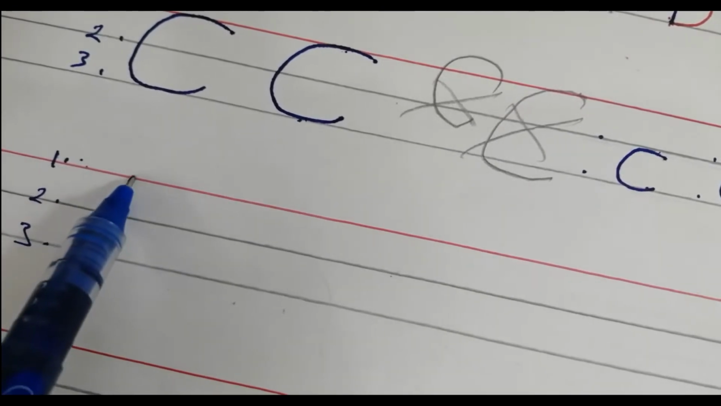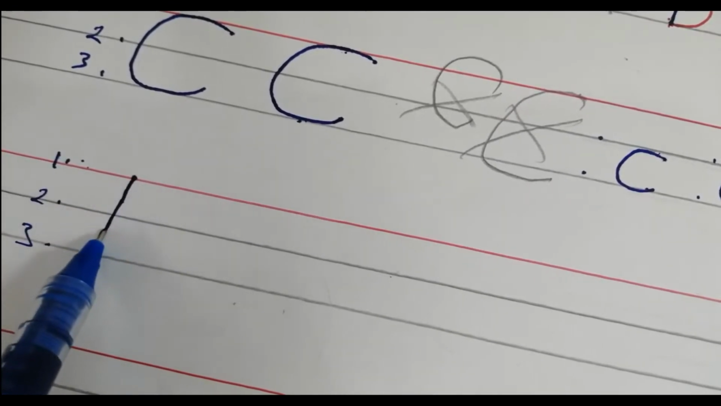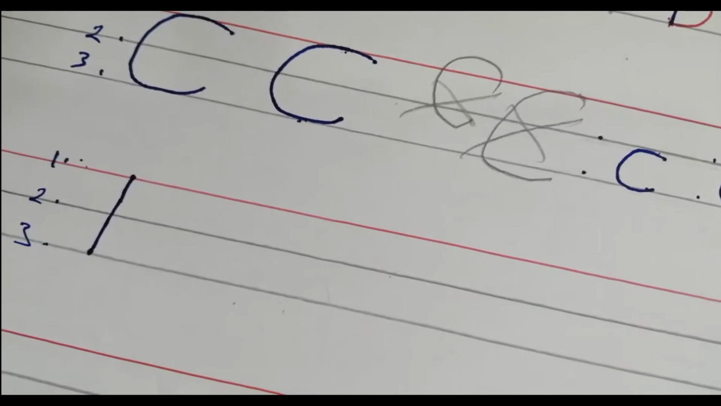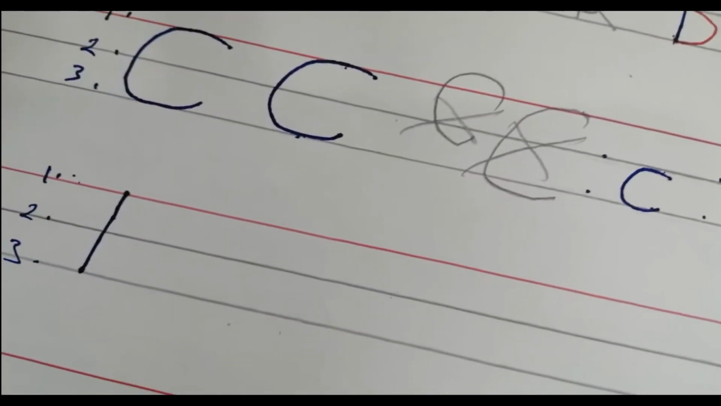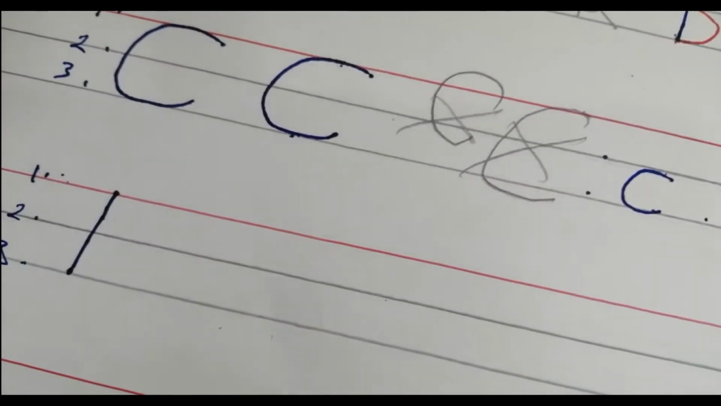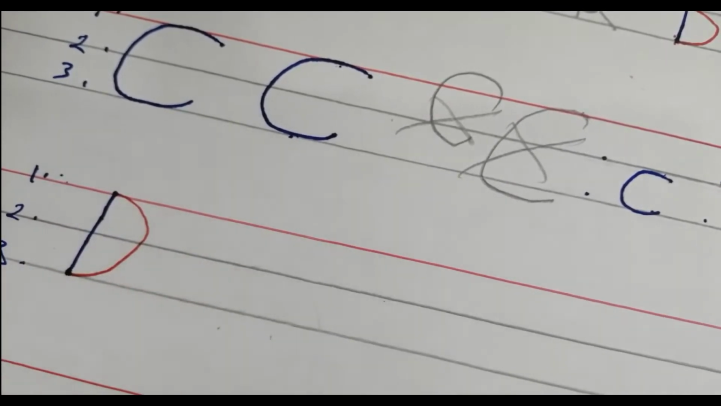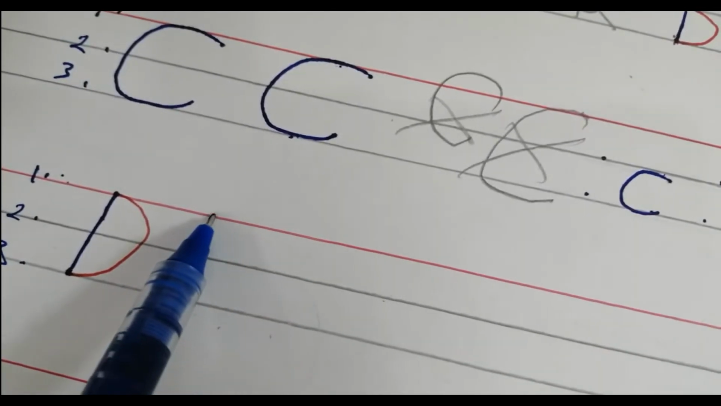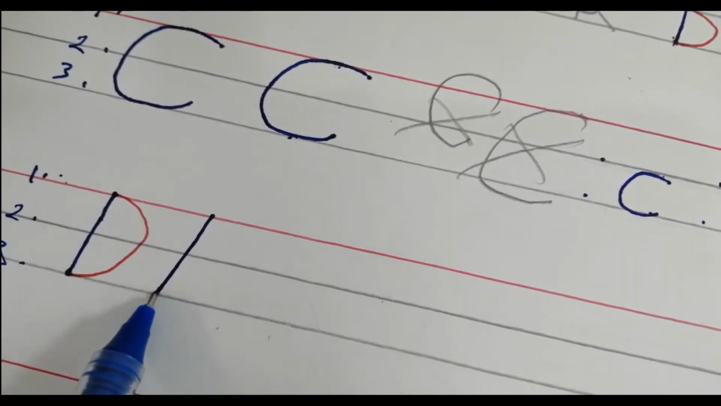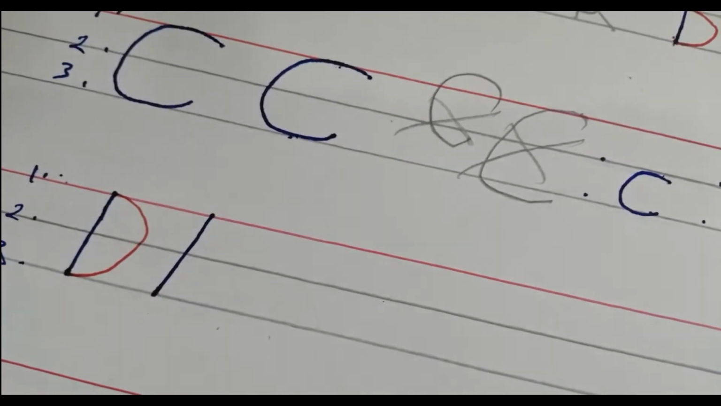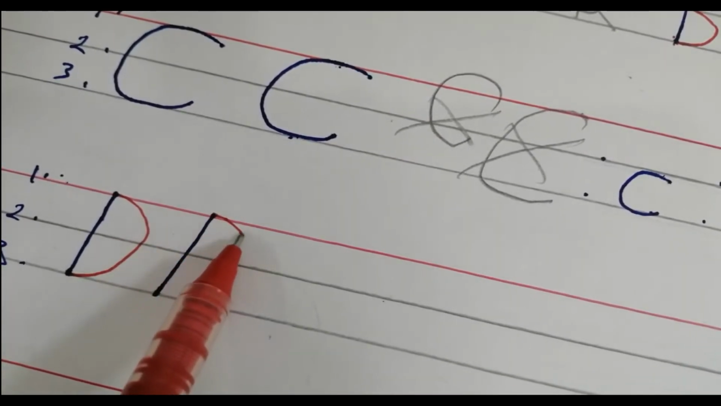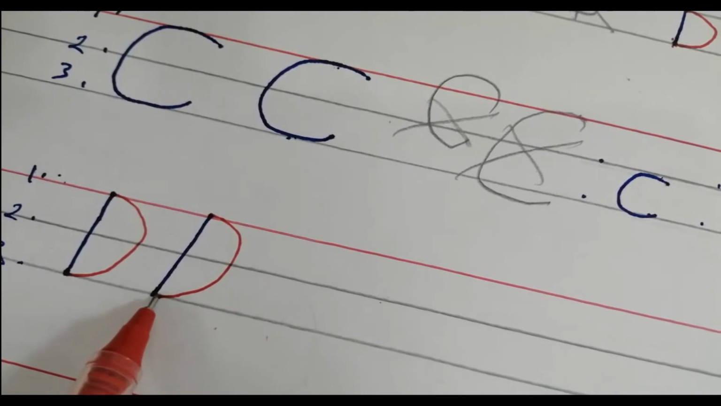D, a falling line from line number 1 to line number 3, and a half circle from line 1 to line 3. Again, a falling line from line number 1 to line number 3, and a half circle from line number 1 to line number 3.